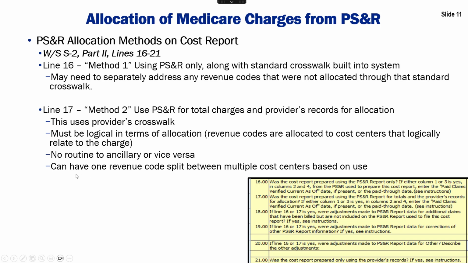However, you can, and many providers often do, have one revenue code from the PSR that's split between multiple cost centers, just based on how it's used. 25% of the revenue code might normally go to this other cost center, or instead of just a straight percentage, you might have an actual statistic that shows that. And that's perfectly fine. You can have that one-to-many relationship, and quite commonly you're going to have a many-to-one. Many revenue codes go to one cost center. That's perfectly fine. The point is we need to see what that crosswalk is, what that allocation schedule is.